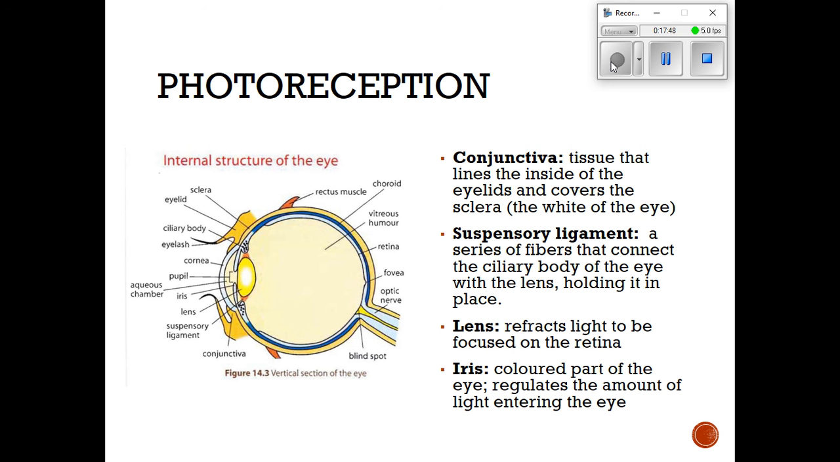So we have conjunctiva, suspensory ligament, lens, and then the next structure is iris. The iris is the colored part of your eye. So when you say that you have green eyes, blue eyes, brown eyes, we're talking about the iris of your eye. On the diagram, see this white thin piece that kind of extends over the surface of the lens? That's the iris.